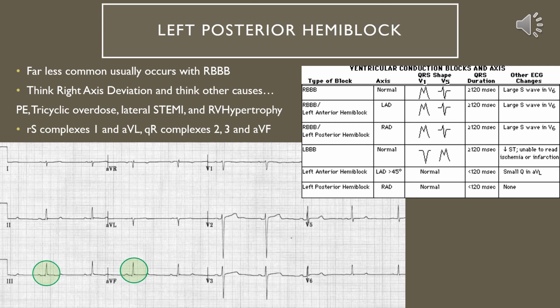With your left posterior hemiblock, you'll have that S complex, that deep wave seen in lead 1 and AVL, whereas that QR complex that has that little bit of a dip, you're going to see that in leads 2, 3, and AVF that I have circled in green. You can see how it just dips slightly before that QRS complex.